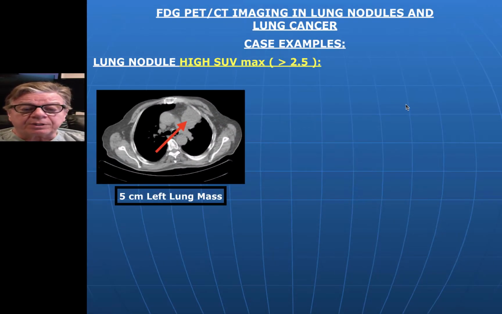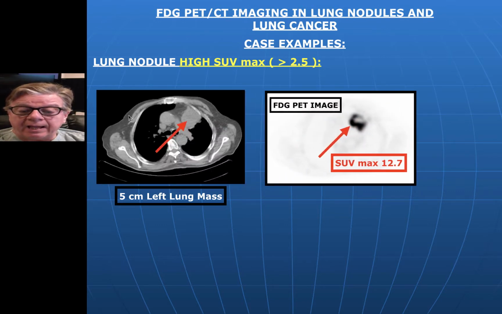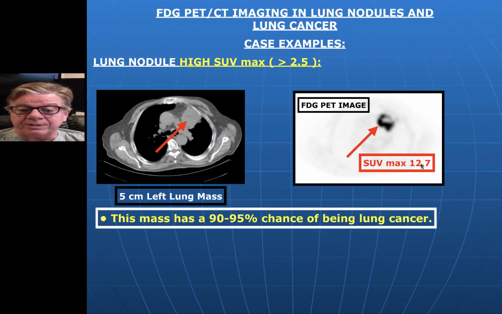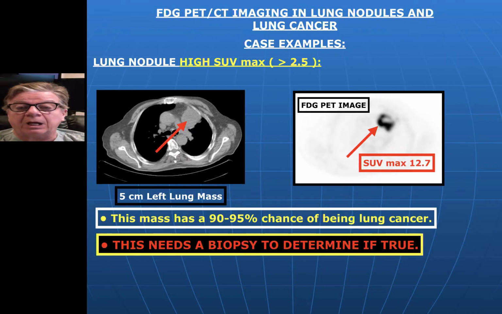Now, on the other hand, let's look at one with a high SUV max, and here we see about a 5 centimeter mass in the left lung. This is the left and right side of the patient. They have the scan, and it has an SUV max of 12.7. So 12.7 times background. You can see the very faint background here, how this really shines out, right? Now this mass has up to a 90 to 95% chance of being lung cancer. Clearly you're going to need a biopsy to determine if this is true or not.